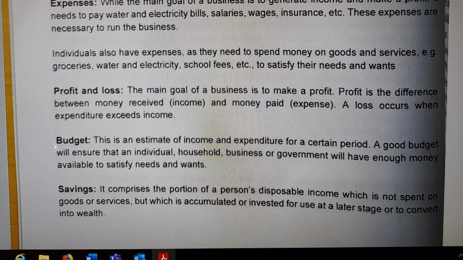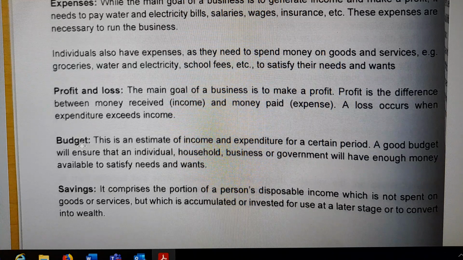Now the term there is budget. A budget is an estimate of income and expenditure for a certain period. So for your budget, you plan how much my income will be, let's say from January until December, every month. For January, my income will be this much and my expenses will be this much.